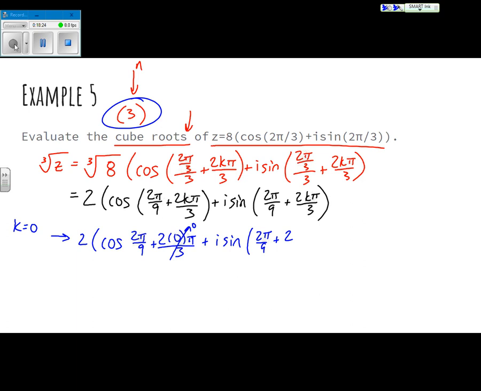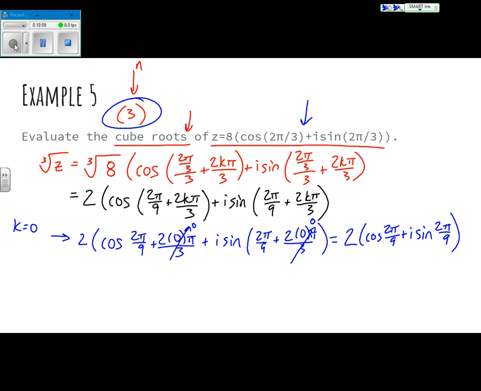As you can see, most of the time it doesn't really help to plug in 0. It gives me a really good first root in the fact that all of these just cancel out and go away. I'm just left with my first root of this complex number: 2 cosine 2 pi over 9 plus I sine of 2 pi over 9. So that's my first root on this.